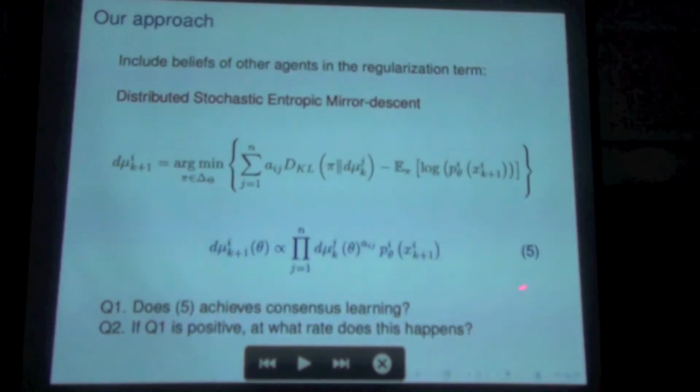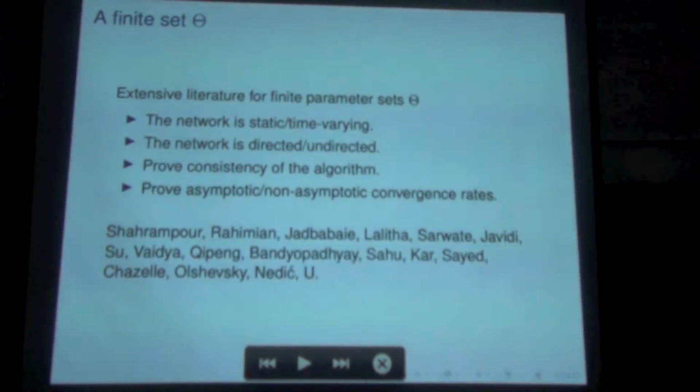So now the question is, first one, does this achieve consensus learning? And if this happens, then what is the convergence rate? So these are the two questions that we're going to solve. And we are going to explain this for many different scenarios. What happens when the parameter is static, or when the network is static, or when the network changes with time. What happens when the network is directed, but also what happens if the network is undirected. We prove convergence of the algorithm, and more importantly, we prove non-asymptotic convergence rates. And this is just the names of people that have worked on this problem.